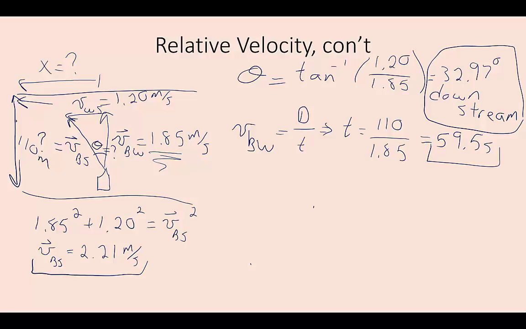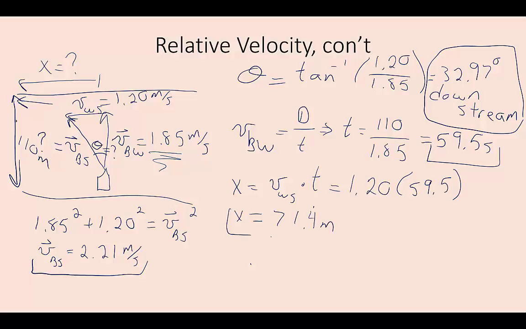And during that time, the boat is carried downstream a certain amount of distance, and that distance is going to be based on the velocity of the water, the current speed relative to the shore. So then we want to find out the distance x, which would be VWS times t. So 1.20 times 59.5. And we find out that the boat would end up 71.4 meters downshore from where it launched.